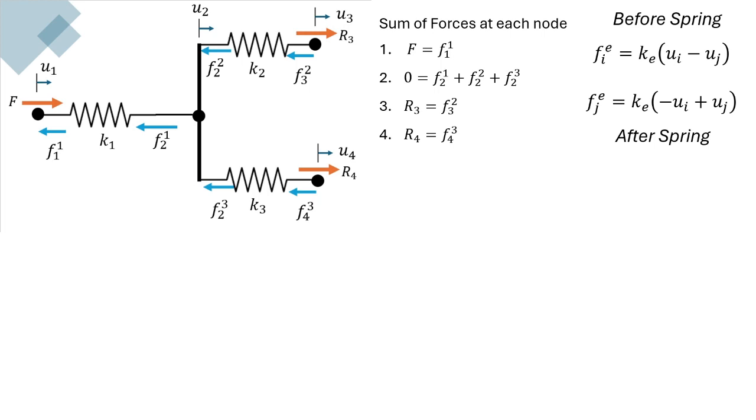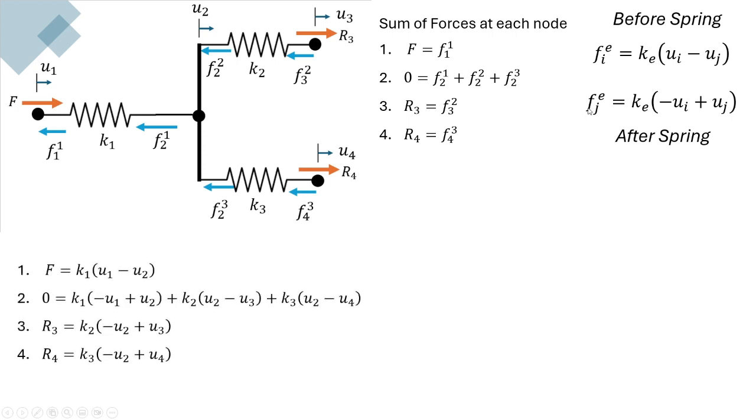So let's do a sum of forces at each node. Node 1, really easy. F is equal to F11. And then node 2, we see here, our net external force is 0, so we have 0 is equal to F12, F22, and F32. Node 3, we have R3 is equal to F23, and node 4, R4 is equal to F34. Okay, so I'm going to use these equations just to set up what these values will be. And as you can see here, we have a lot of values put in.